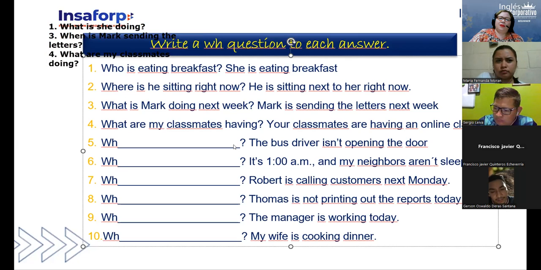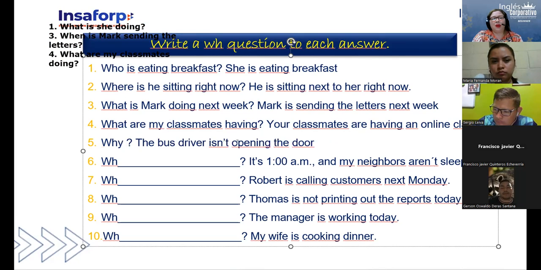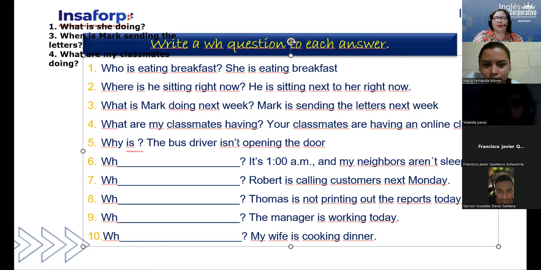Why? Good. Why? Driver opening the door. No. Why? The bus. Después de la WH, ¿qué va? Where is missing? Where isn't? Ah, sí, porque está en negativo. ¿O no? No, o where is?